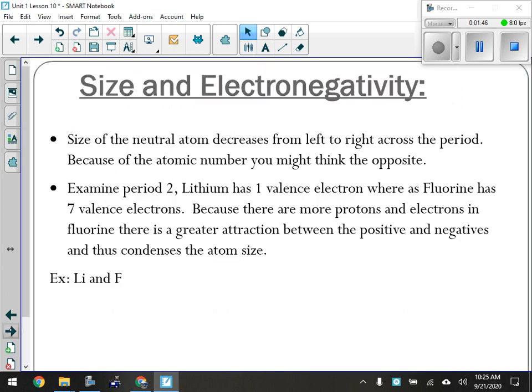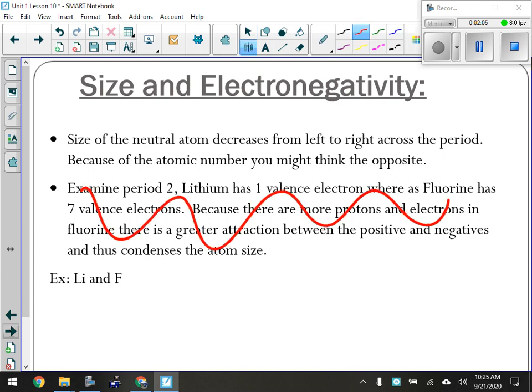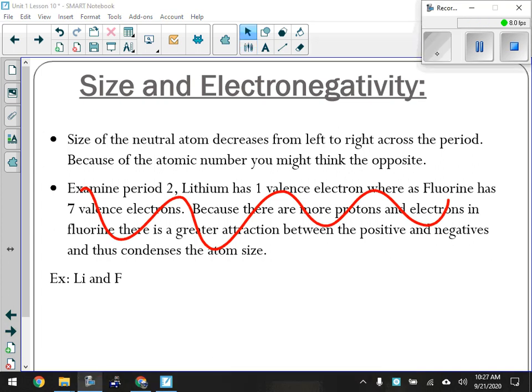Yes, true. Okay. Now, did we copy this? Did we get to this part? No, we didn't get to the lithium and fluorine, did we? No. Okay, but the size of a neutral atom will actually decrease from left to right across the period. Because of the atomic number, you might think the opposite. Okay, we're not going to worry about this part here. Did we copy that part or no? Okay, we're good there. I'll stop and you guys copy.